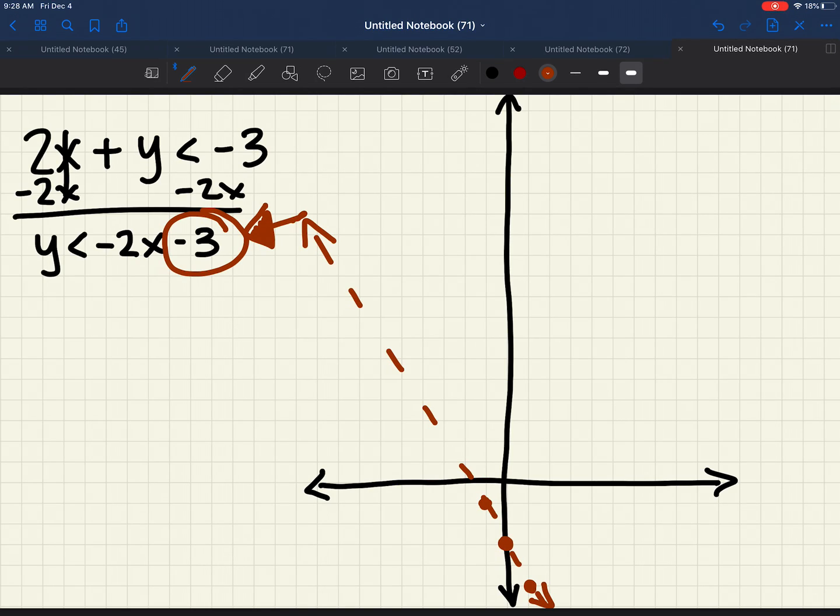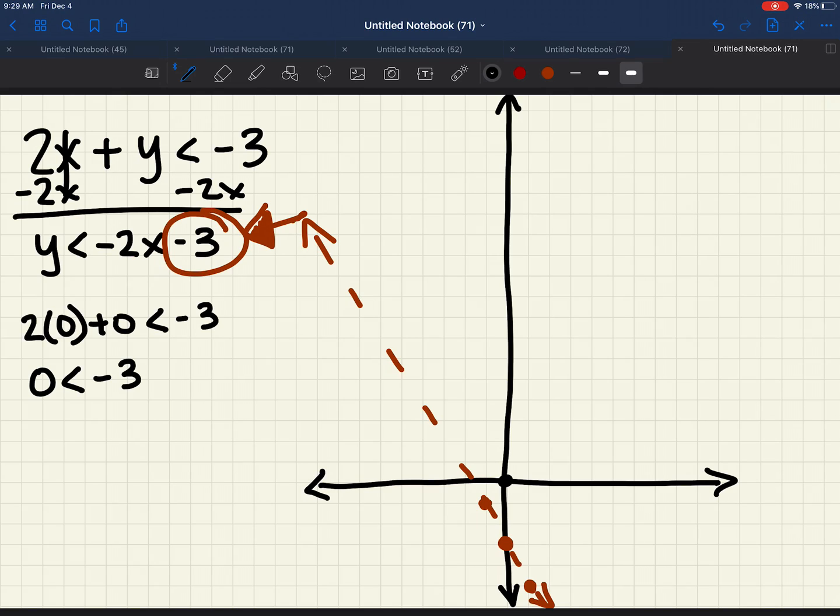Okay? Alright, Taya, my last step is to choose an ordered pair. Okay? Alright, so we're going to plug it back into the original. 2 times 0 plus 0 less than negative 3. So, 2 times 0 is what? 0 plus 0. Is 0 less than negative 3? No. Okay? It's not, so I don't shade where 0, 0 is.